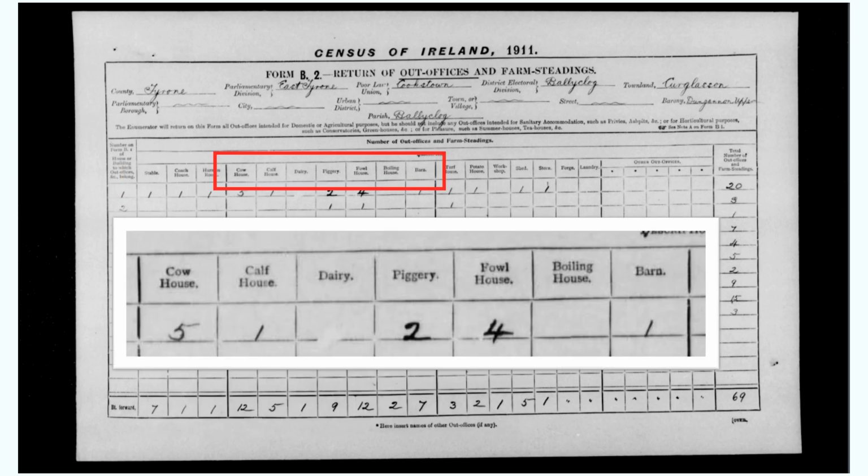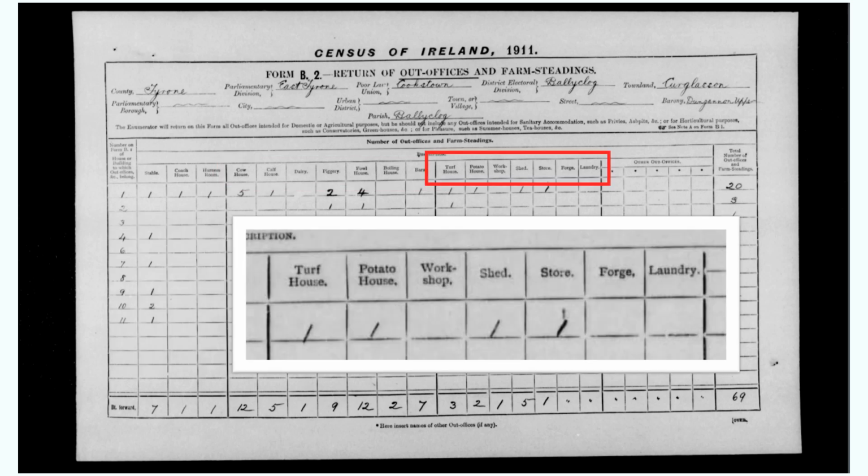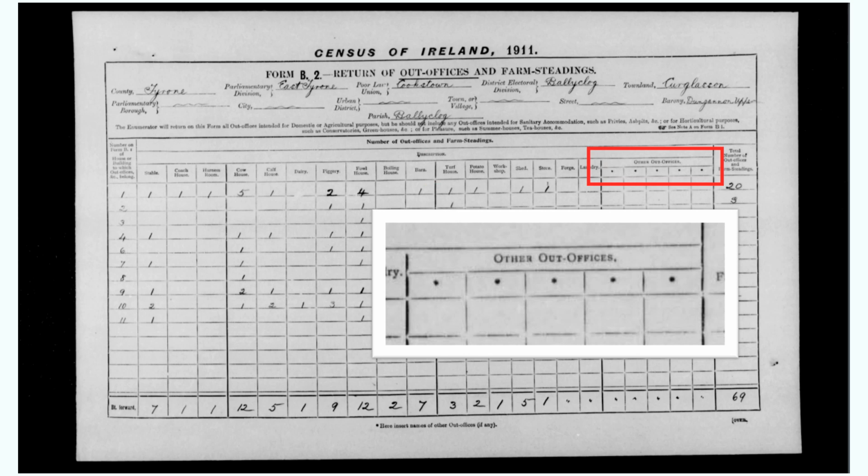The second was concerned with livestock and recorded the number of cow houses, calf houses, dairies, piggeries, fowl houses, boiling houses, which were used for the preparation of animal feed, and barns. The third group was the domestic or industrial outbuildings, such as the turf house, potato houses, workshops, sheds, stores, forges, and laundries. There was additional space left on the form for the enumerator to record any other buildings which hadn't been specifically included.